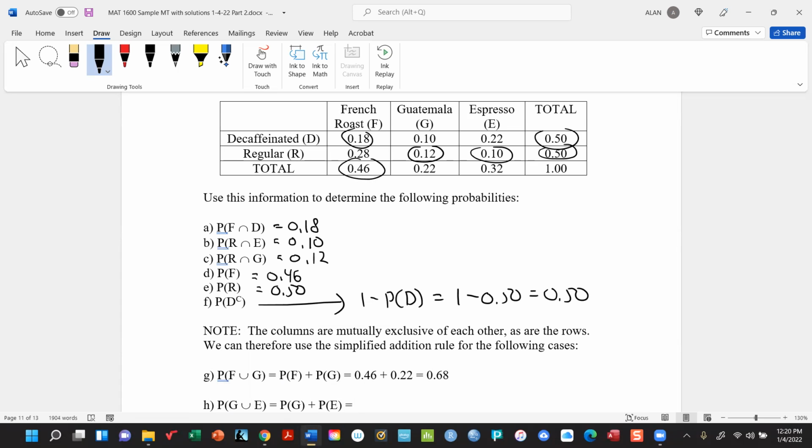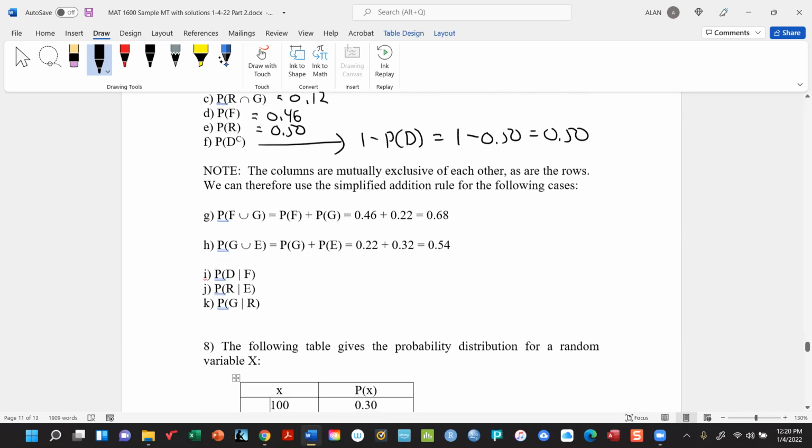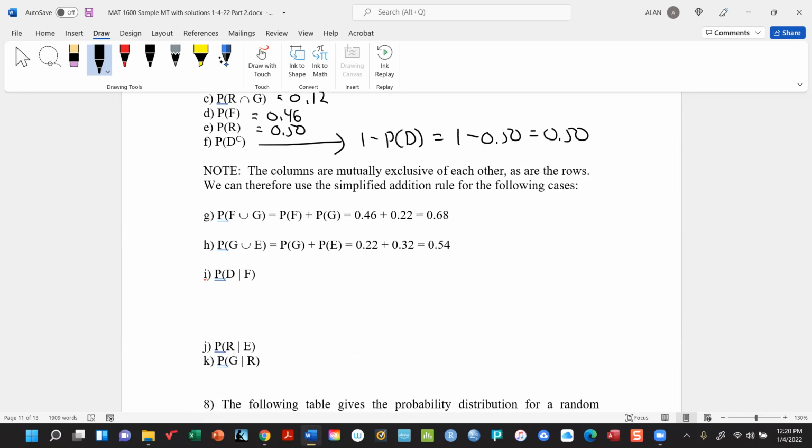So with Guatemala and espresso, I'm literally just, again, adding up the two column totals, and I come up with these. And now finally, these guys we know very well. These are our favorites, I think. Conditional probabilities.